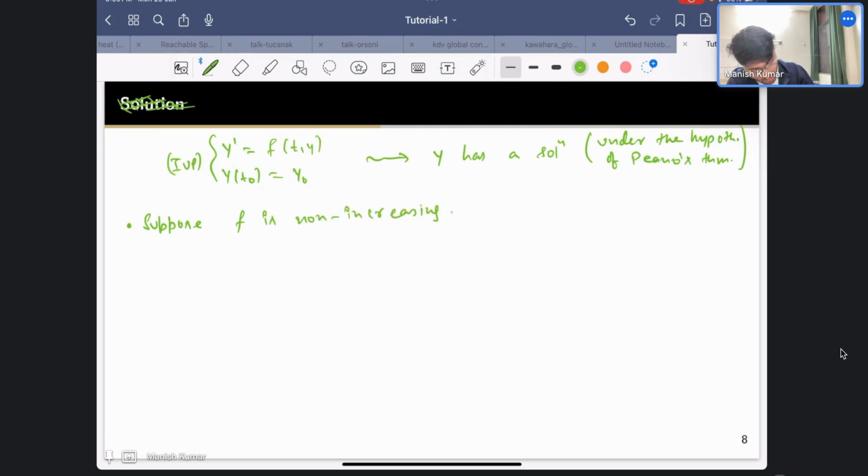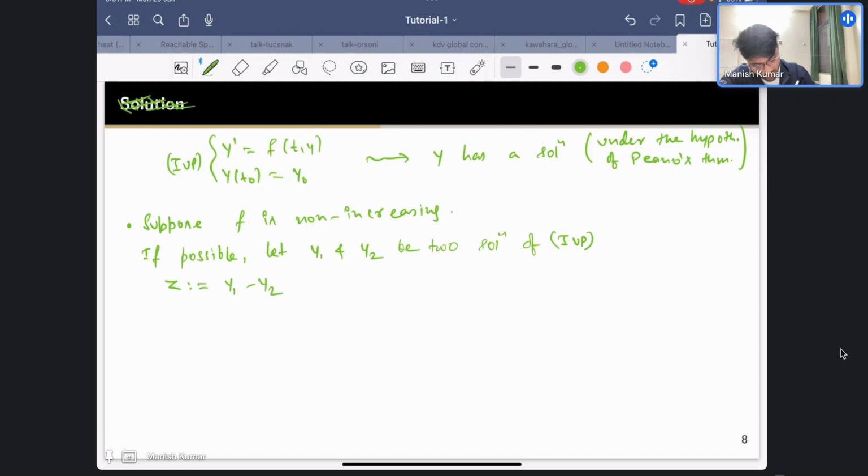Okay, then I'll prove that it will have a unique solution. Assume it has two solutions, so we'll prove it by a contradiction argument. So if possible, let y1 and y2 be two solutions of the IVP. Now consider z as y1 minus y2.